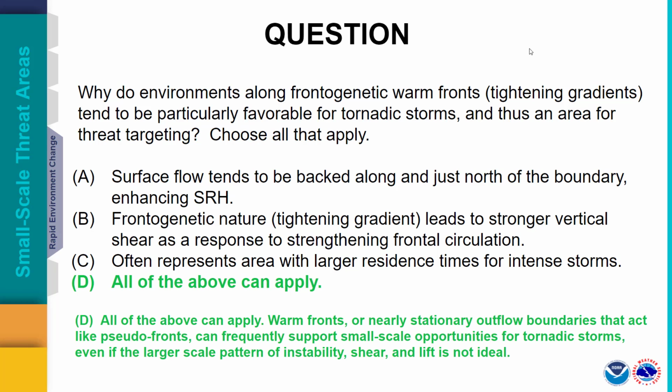Warm fronts or nearly stationary outflow boundaries that act like pseudo-fronts can frequently support small-scale opportunities for tornadic storms, even if the larger-scale pattern of instability, shear, and lift is not ideal. These boundaries can support backed and enhanced low-level inflow that can enhance SRH. Their frontogenetic nature can lead to stronger low-level vertical shear profiles, and they often occur in an area where we can have larger residence times for intense storms to exist.